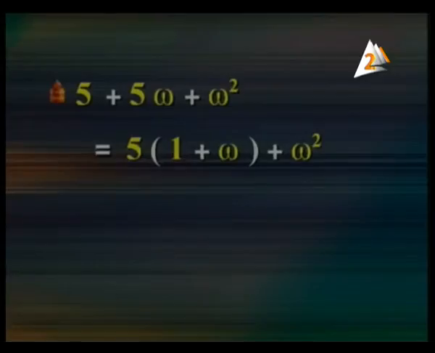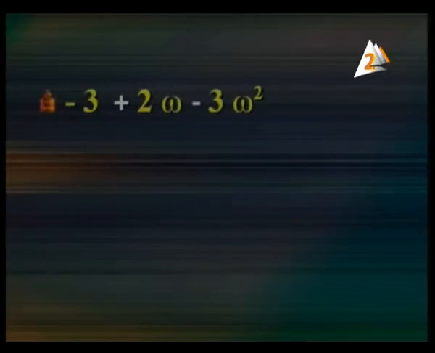Another example. What is the value of 5 plus 5 omega plus omega squared, dear student? Look, we take 5 as the highest common factor of 5 plus 5 omega. Then 5 times 1 plus omega, plus omega squared. What is 1 plus omega, dear student? Excellent student, negative omega squared. Therefore, negative 5 omega squared plus omega squared equals negative 4 omega squared.